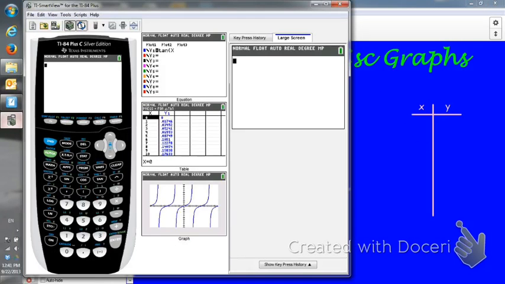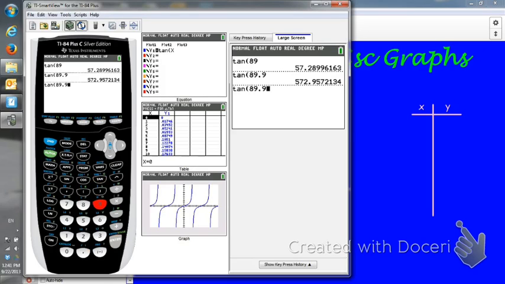Okay, so as I get close to 90 from the left side, I can do the tangent of 89. And I get that value. So as I get closer to 90, that would be like the tangent of 89.9. Or I could do the tangent of 89.99. So as I keep getting closer and closer and closer, I can see those y values just keep getting greater and greater and greater. So now let's look from the right side.